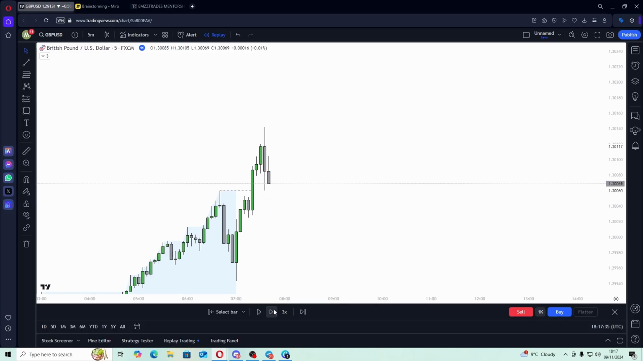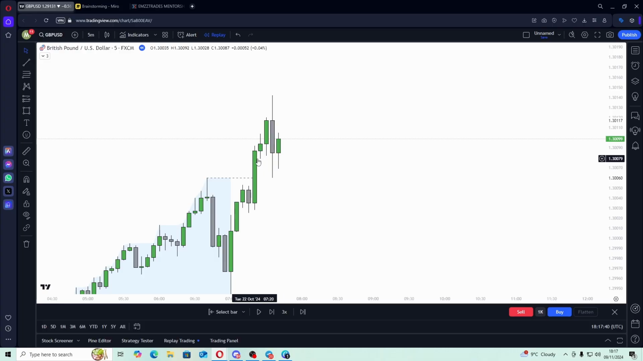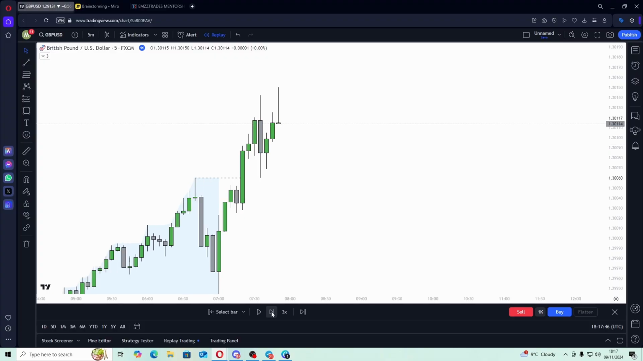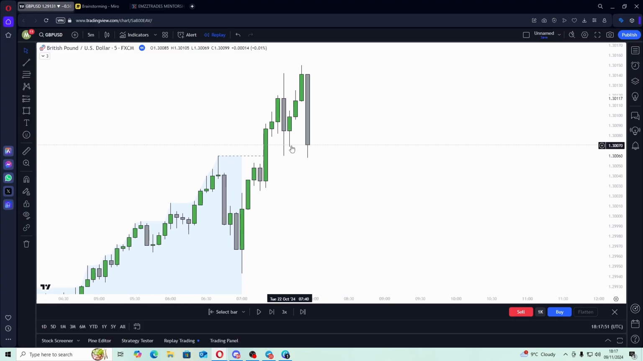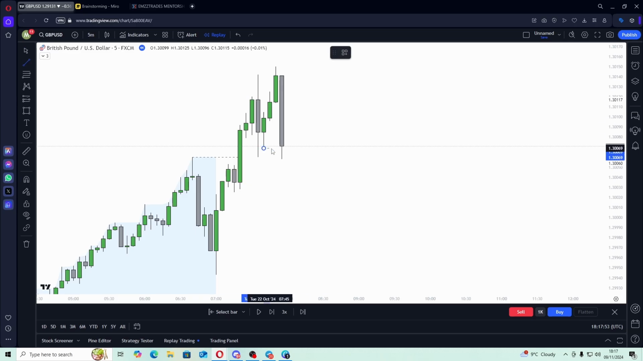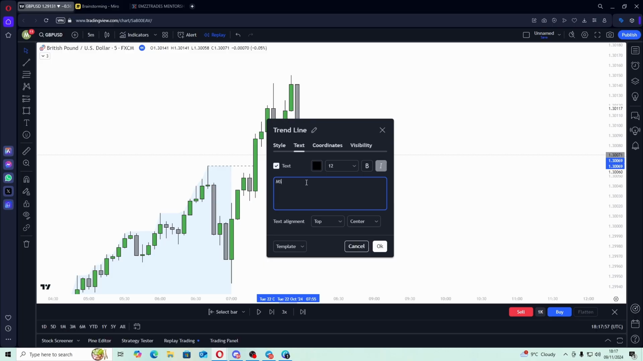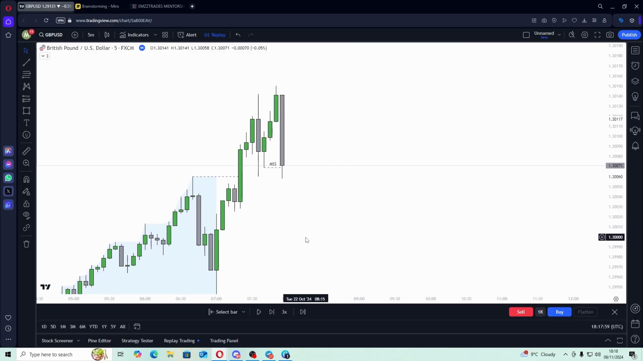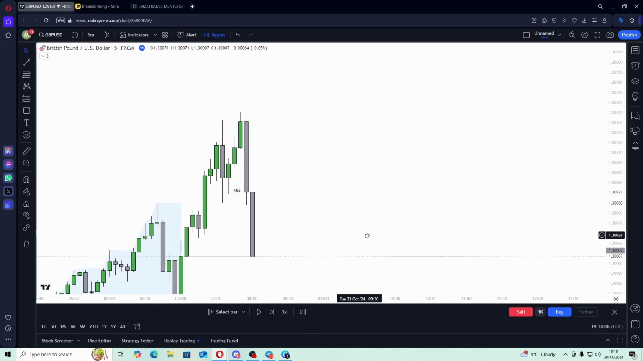If I play price forward, you can see this is not a market structure shift because the candle after it is below it. So if I keep playing, you can see right there we got our first market structure shift. I'm going to be marking this out right here, and this is actually an engulfing candlestick too, which is absolutely great for what we're trying to do. So all we need to do now is mark out the high probability fair value gap, and we can execute the trade straight on it. Play price forward again.